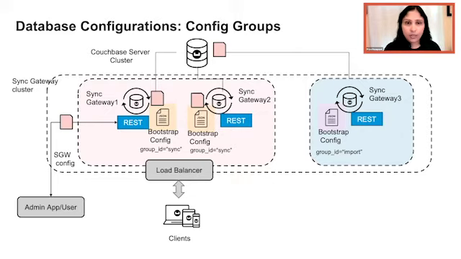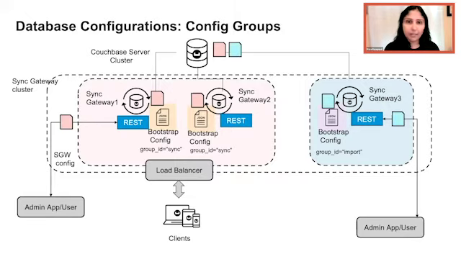So in order to configure Sync Gateway 3, again, you use the REST endpoint provided with the database configuration. And once again, that configuration just applies to Sync Gateway 3, and it's not propagated to the other nodes in the cluster. So from an end user standpoint, you really don't have to worry about any of this. You just have to give the group ID, and the Sync Gateway takes care of the rest.